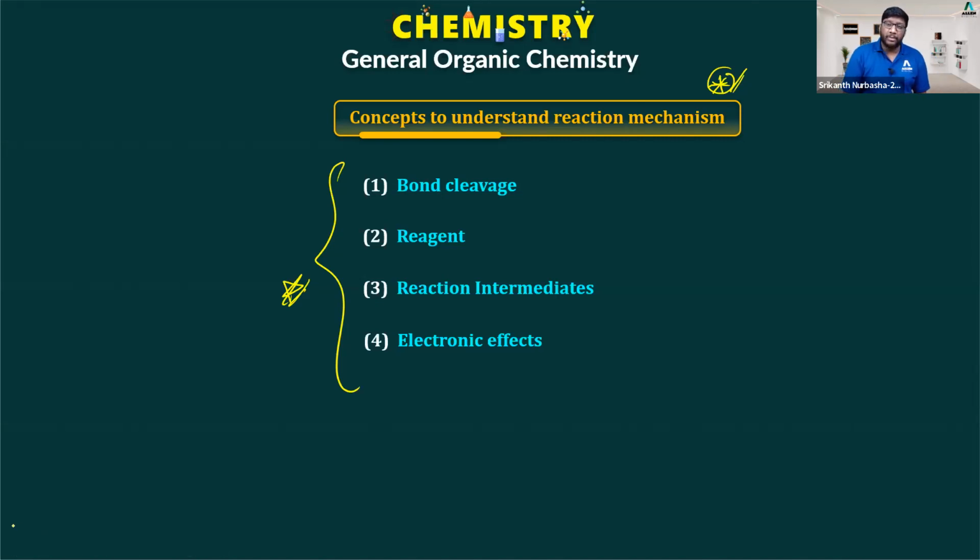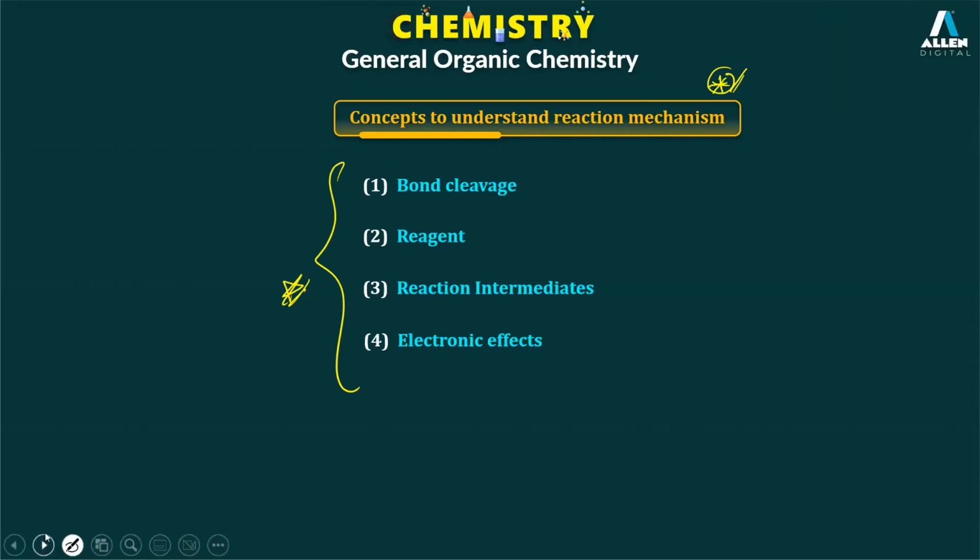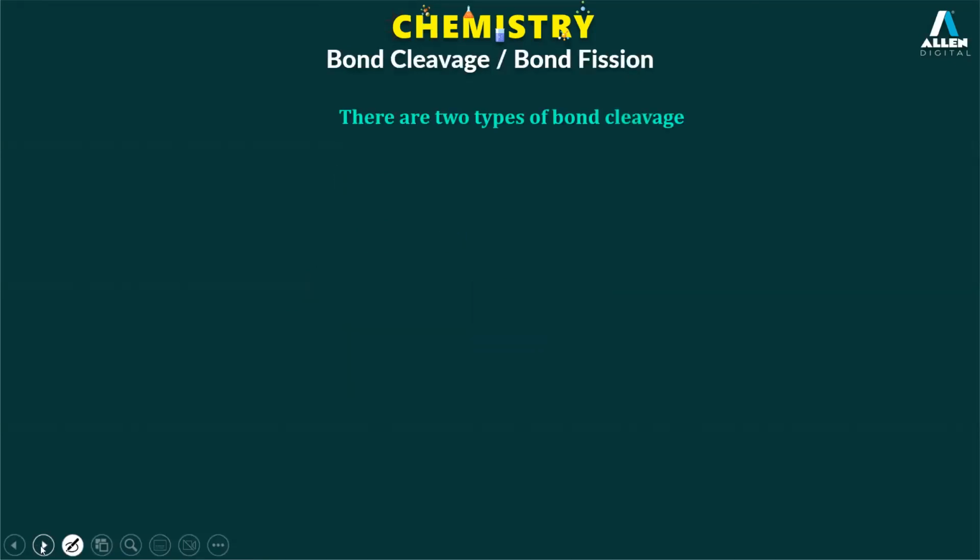Right? What types of bond cleavages are known, students? How many bond cleavages are known? Heterolytic and homolytic. Okay, when heterolytic cleavage occurs, Kanishka? Electrons are unequally distributed in the compound.